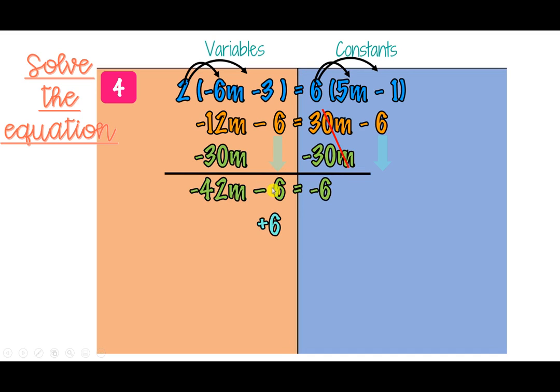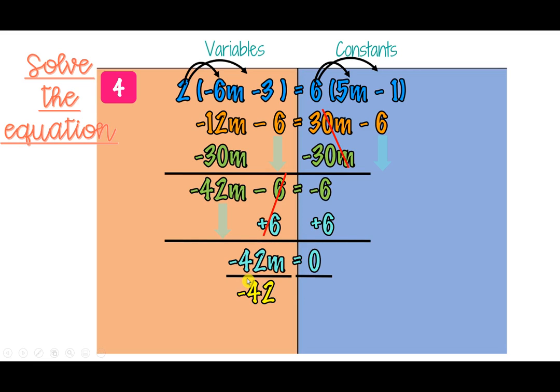I do that by the inverse operation. Opposite of negative 6 is adding 6. They cancel out like I wanted them to, and I get negative 42m is equal to 0. Well, m is still not isolated because it's attached to negative 42. So the opposite of multiplying by negative 42 would be dividing by negative 42. Negative 42 divided by negative 42 cancel, and I'm left with m is equal to 0.